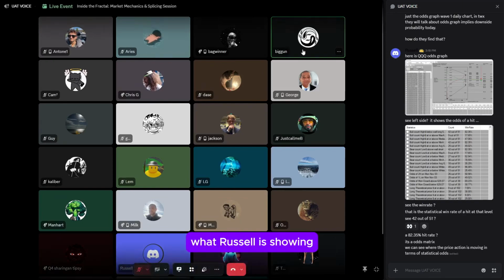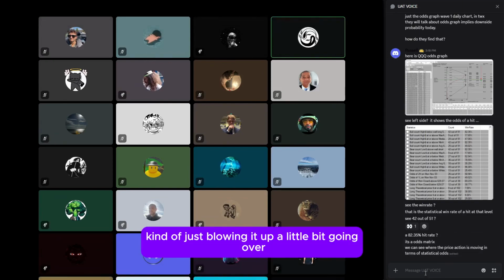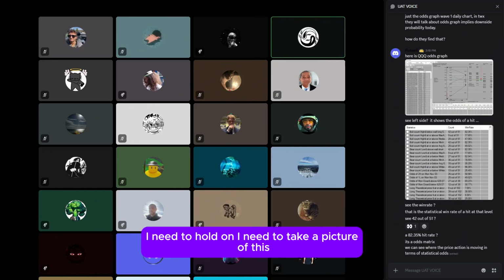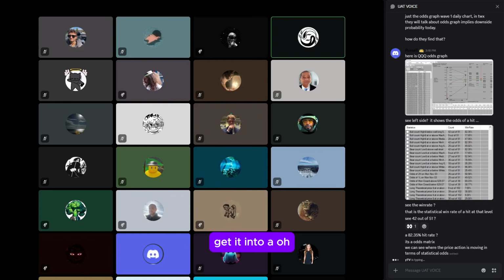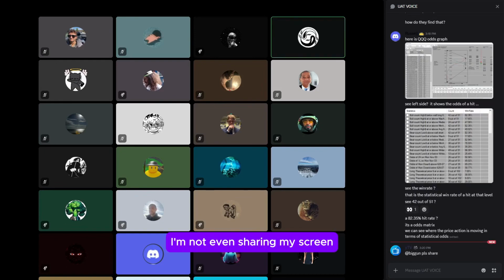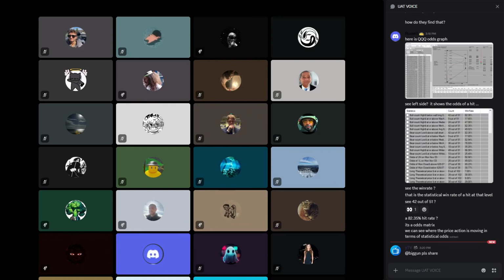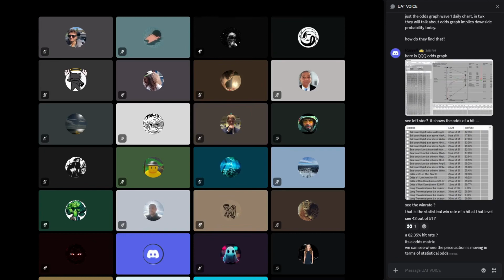This is what Russell is showing for next session, kind of blowing it up a little bit. So, okay, this is what Black-Scholes, quote unquote, tells you. Hold on, I need to take a picture of this and get it into Paint, because I'm not sharing my screen. Let me get this into Paint and then I'll start talking. Just give me a second. All right, perfect.